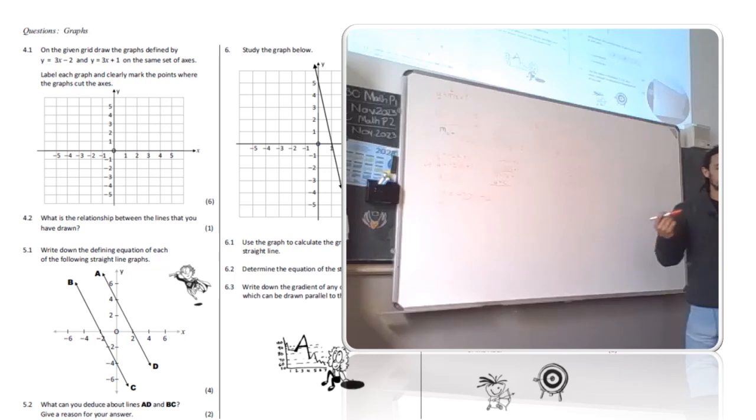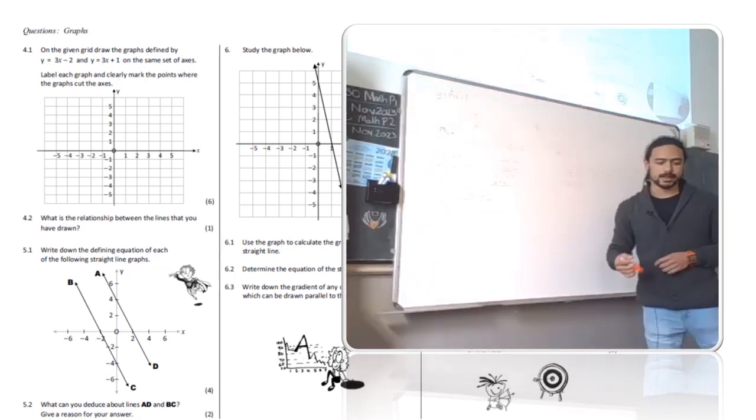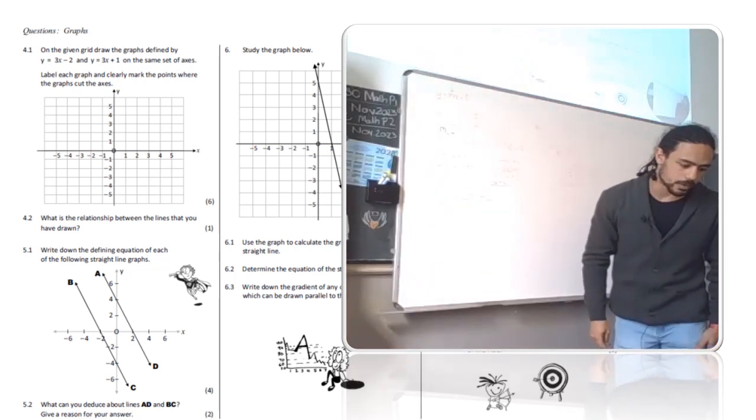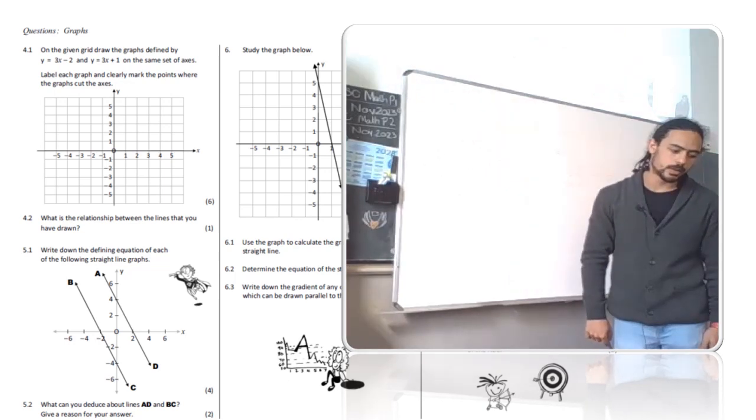All right, I want you to copy this now, there in your book somewhere, and then I am going to ask you to do number 6.